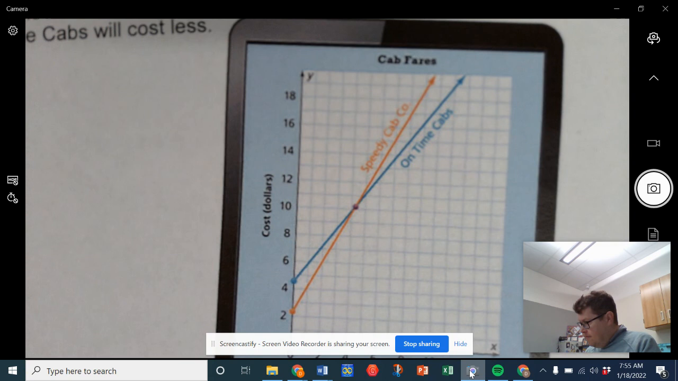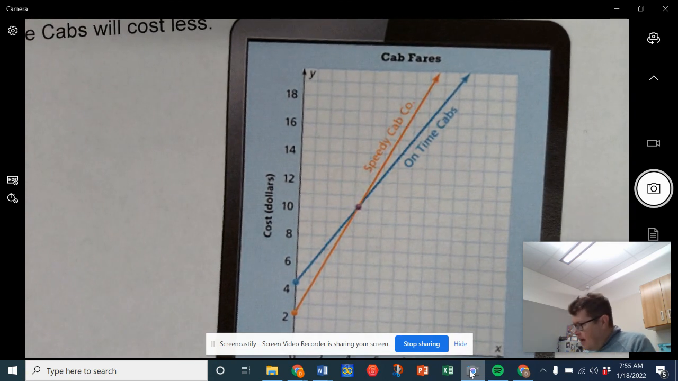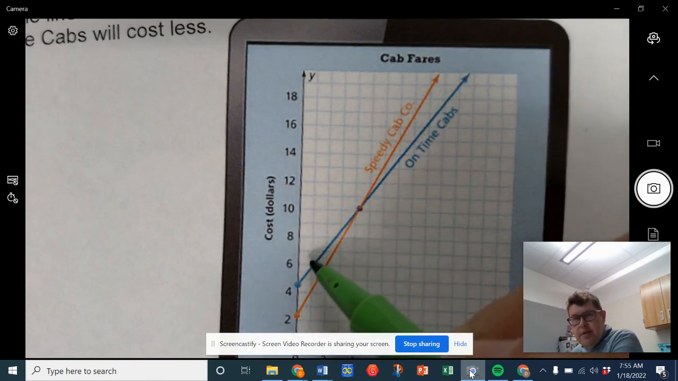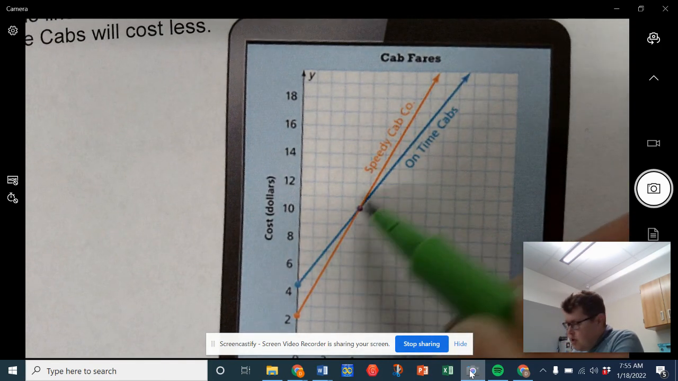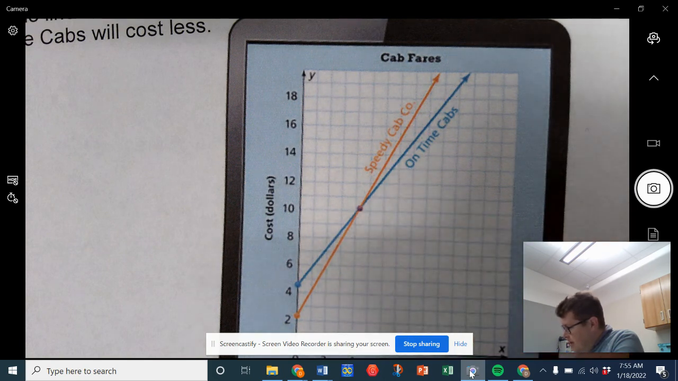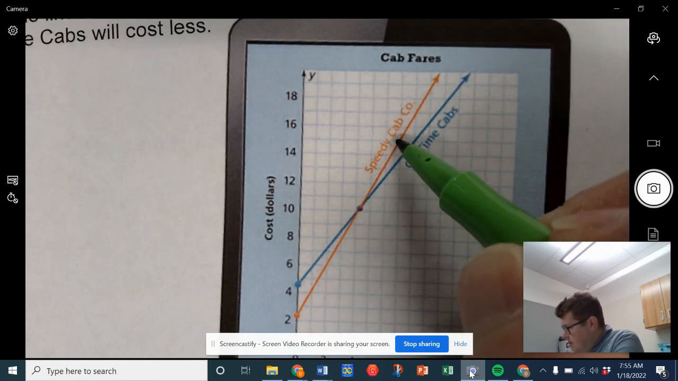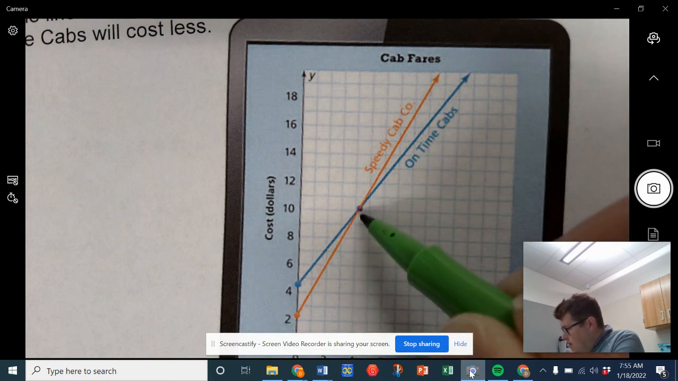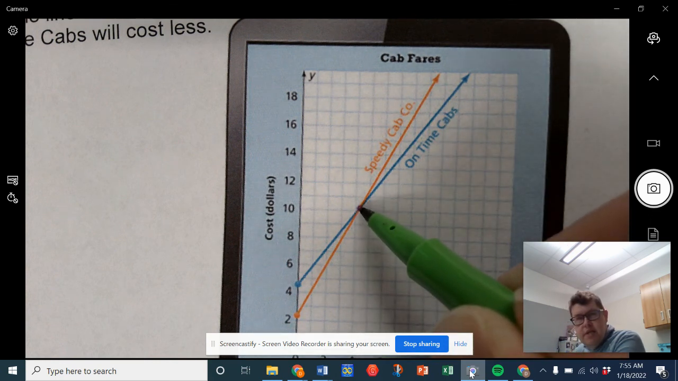All right, so it's a little over 4 miles away, and he's saying that on-time cabs will cost less, right? So this one right here, the blue one, the slope is definitely less. So over time, this will cost less. If he's going like 6 miles, it'll definitely cost less than the orange one, right? 10 miles, definitely. But at a little over 4 miles, which is kind of where they intersect, right?